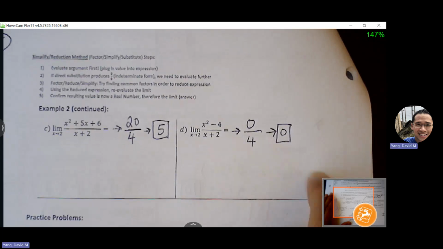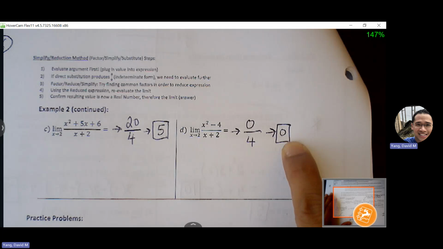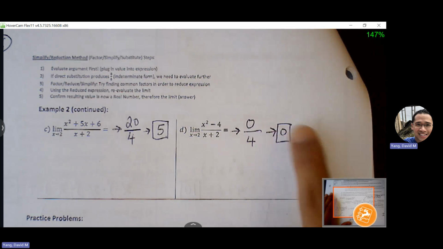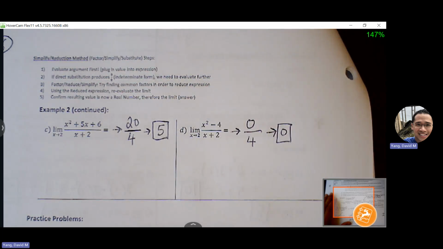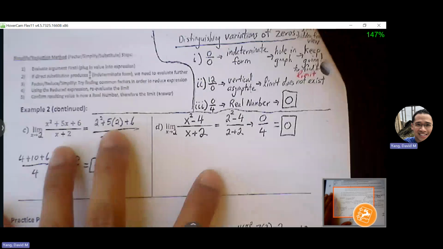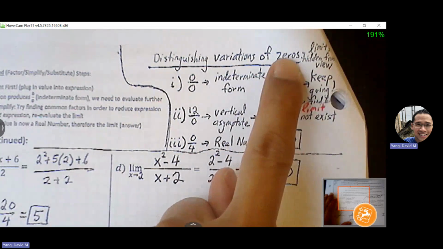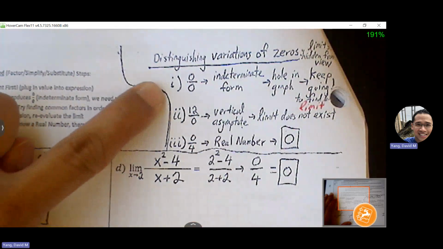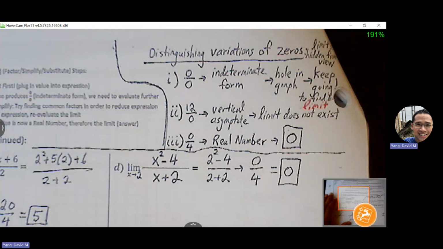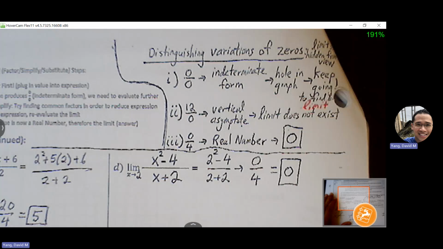And now that we've seen these different variations of 0, let me kind of summarize what happens when we see zeros, right? Just because you see a 0 doesn't mean that it's going to mean one thing or another. It depends where that 0 shows up. So let me give some reminders in terms of distinguishing variations of 0. Okay. If you get a 0 over 0, that's called indeterminate form. That means there's a hole. That means you keep going, that there's a limit. There's a real number to be found. We just have some work to do.